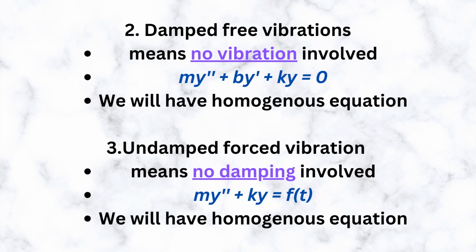The third is undamped forced vibration, which means that it has no damping involved. So the equation that needs to be used in this situation is my'' + ky = f(t). b is 0 because there is no damping involved, but there is vibration. That's why f(t) exists. By using this equation, we will have the nonhomogeneous equation.